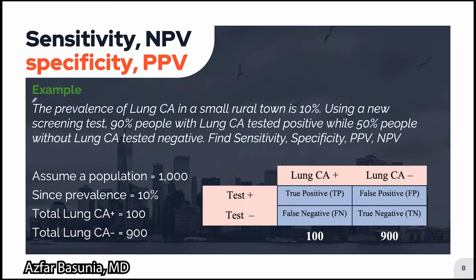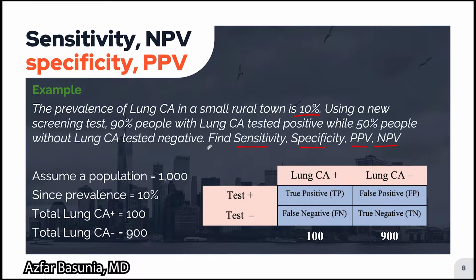Let us run through a quick example. Suppose the prevalence of lung cancer in a small town is 10%. Using a new screening test, 90% of the people with lung cancer tested positive, while 50% of the people without lung cancer tested negative. The question asks us to find sensitivity and specificity, positive and negative predictive values.